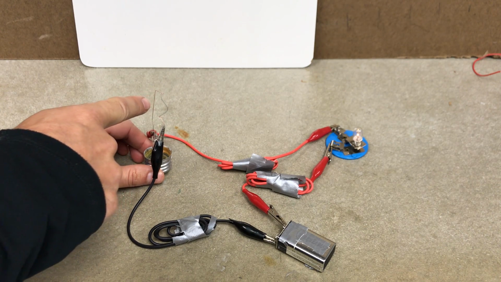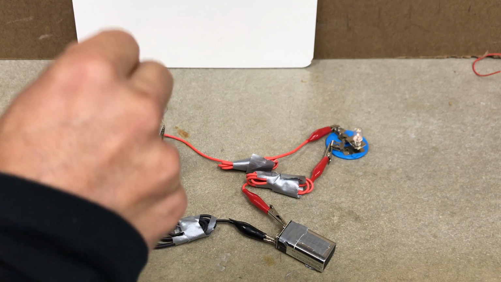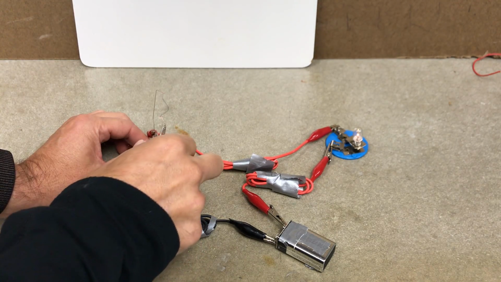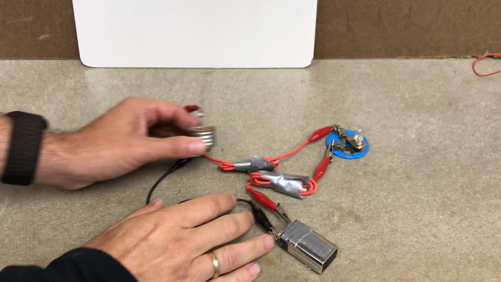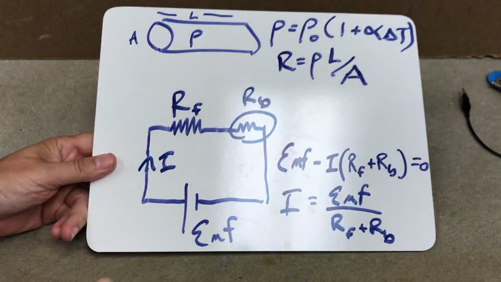When you blow on the filament, it cools off. And it turns out when things get cooler, their resistance goes down. So let me show you a quick diagram about how this works. I already drew this out for you right here.